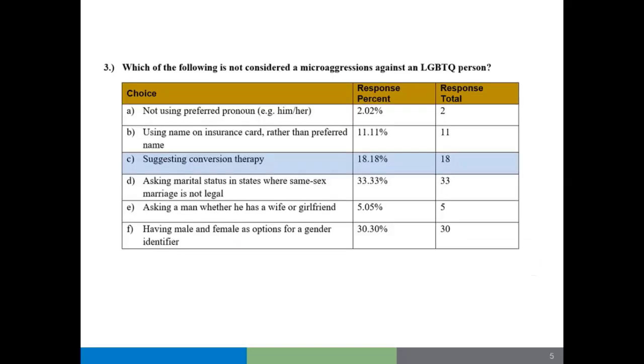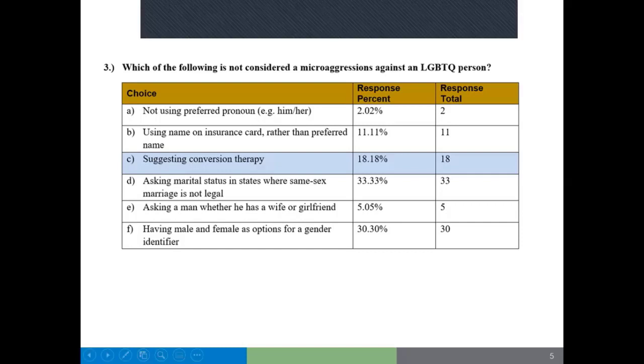The third question is also where we had just a couple outliers. Which of the following is not considered a microaggression against an LGBTQ person? And the correct answer there is actually C, which is suggesting conversion therapy. All of the examples show a bias towards heterosexual orientation, but suggesting conversion therapy is more extreme than a slight or a snub.